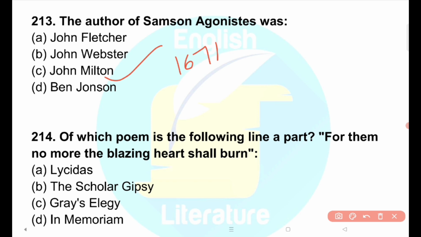Of which poem is the following line a part: For them no more the blazing hearth shall burn? Option C, Gray's Elegy.